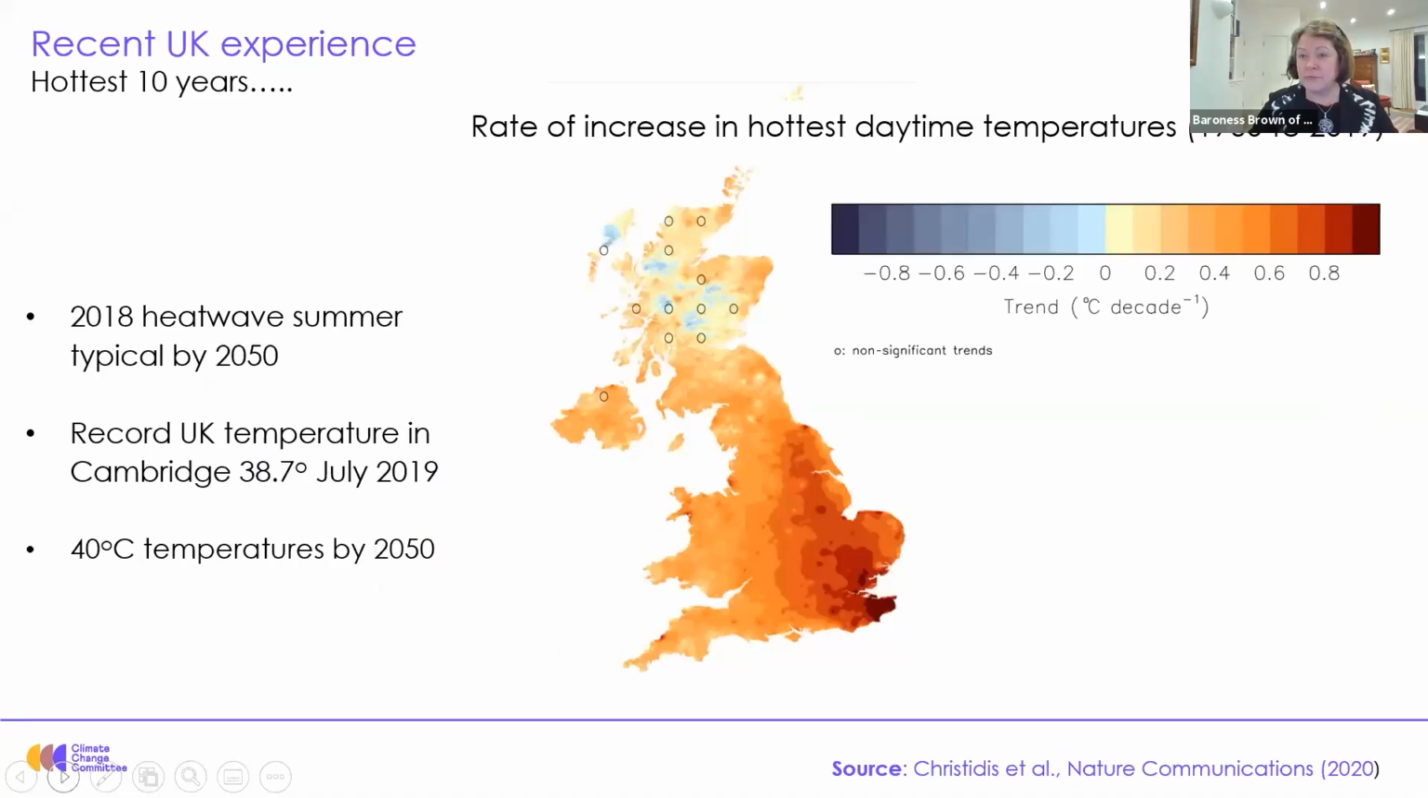I come from Cambridge, and down in the southeast, we've been seeing temperatures rising, the hottest temperatures rising now at about 1 degree per decade. And indeed, in 2019 in Cambridge, we saw temperatures approaching 40 degrees, the highest ever temperature recorded in the UK, in the Botanic Garden. So hotter temperatures are coming.